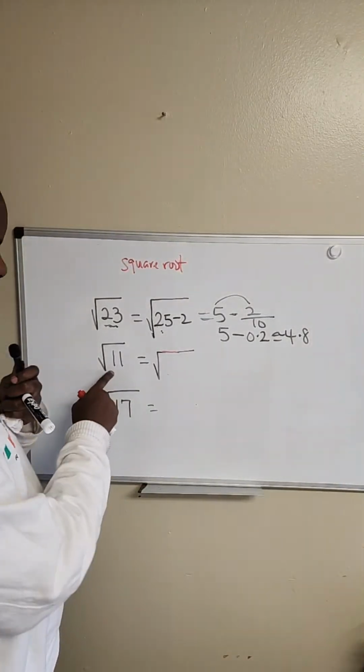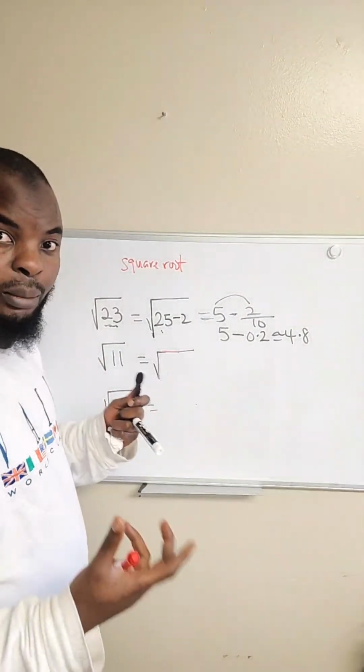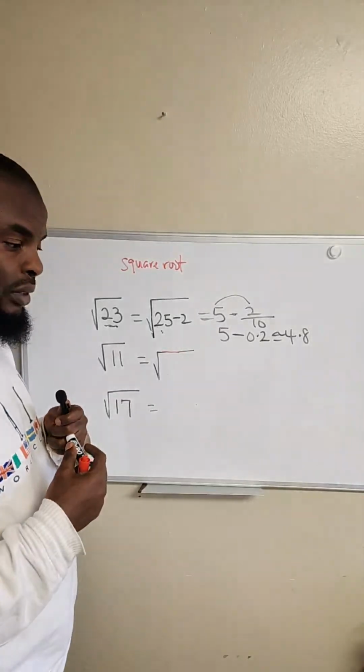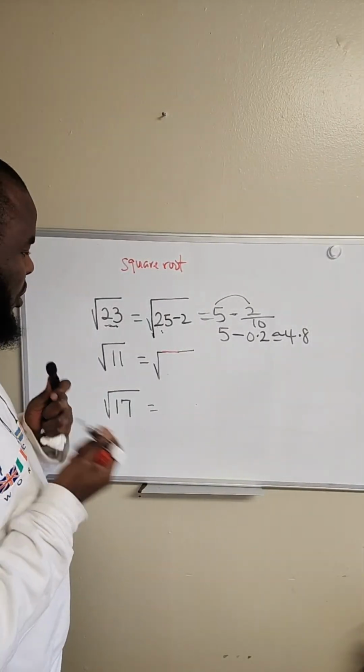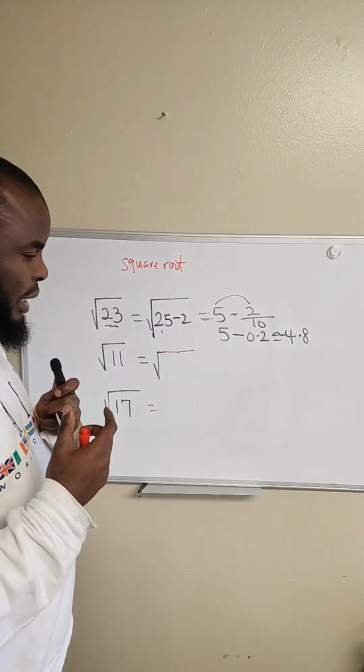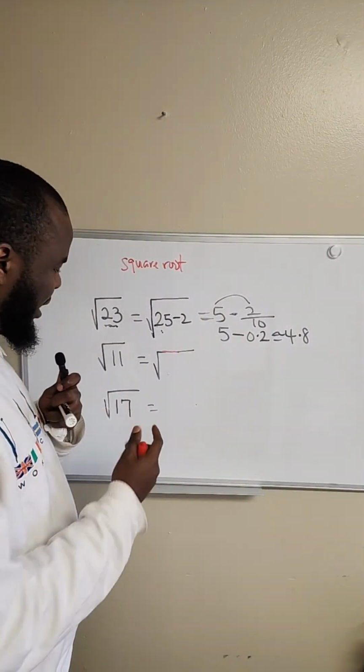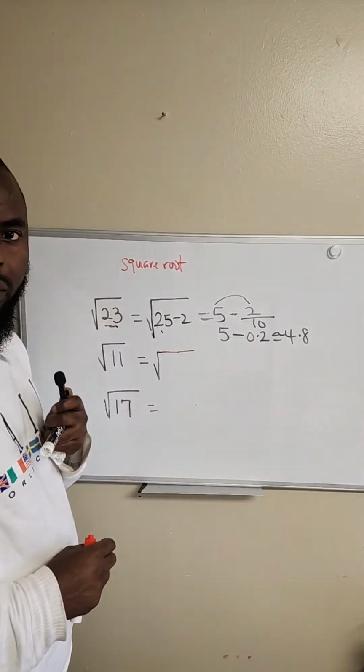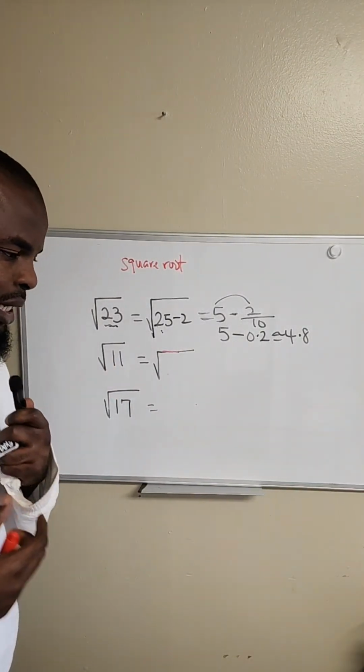Now, let's do the second one. Square root of 11. 11 is not a perfect square. How can we get the square root of 11? I'm going to use the same technique. What is the nearest perfect square that is closer to 11?